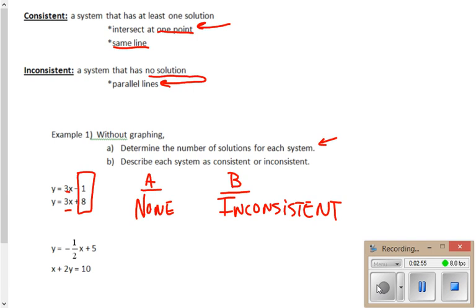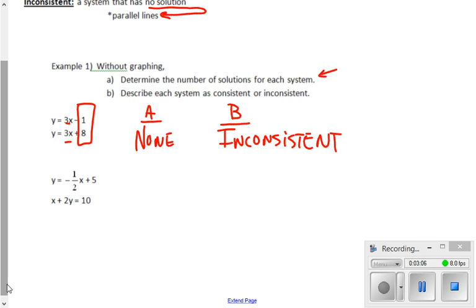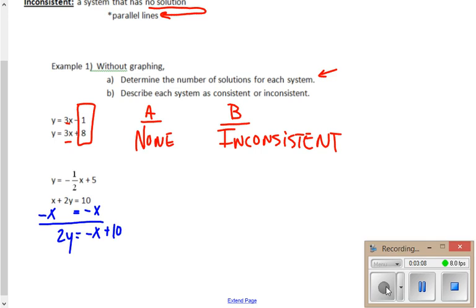Now the next example, you can identify that you need to put it into slope-intercept form. So the second equation, we need to get it into slope-intercept form. That's what we'll do first. First things first, taking care of the addition and subtraction portion. Now get y alone. In order to get y alone, we're going to divide everything by 2.